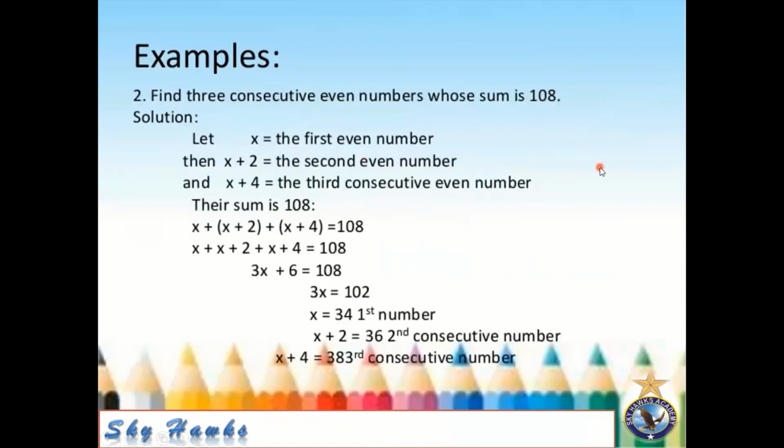Okay, please read this problem. Example: find 3 consecutive even numbers whose sum is 108. Solution: let x equal the first even number, then x plus 2. So this is your home assignment. Please note this and send the solution. We are just skipping it. So you are looking for the 3 consecutive numbers whose sum is 108.